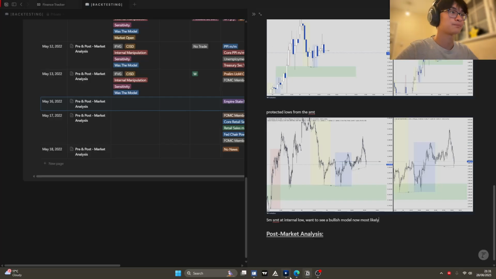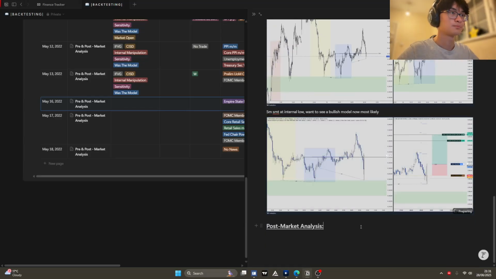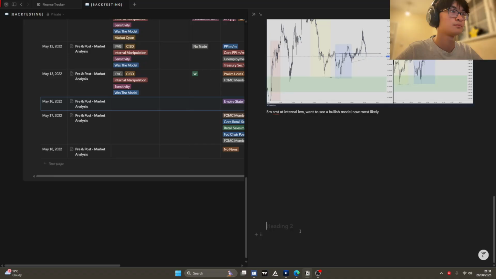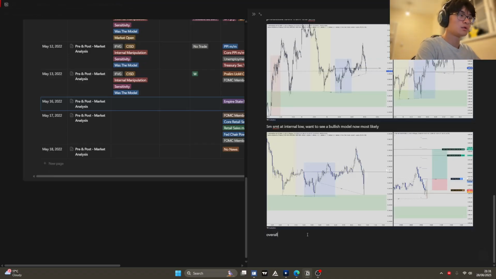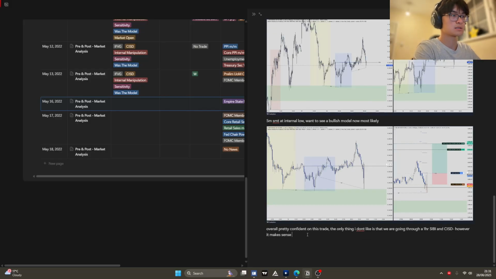Let's journal this. Overall, pretty confident on this trade. The only thing I don't like is that we are going through a 1 hour CIBI and CISD. However, it makes sense higher time frame.